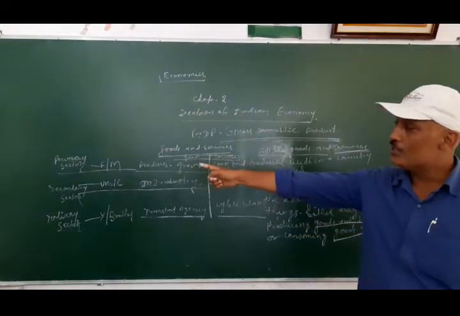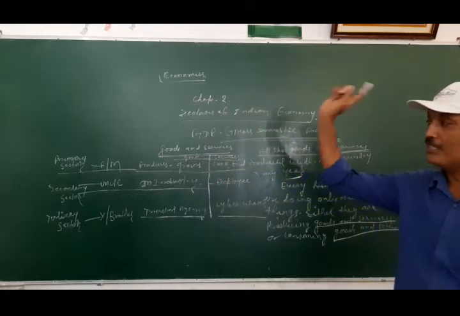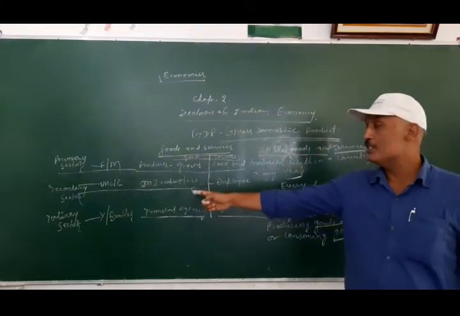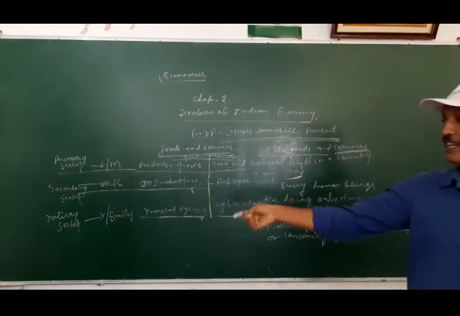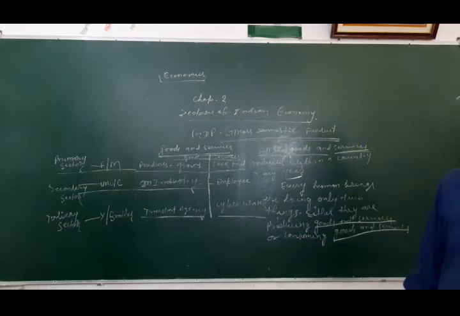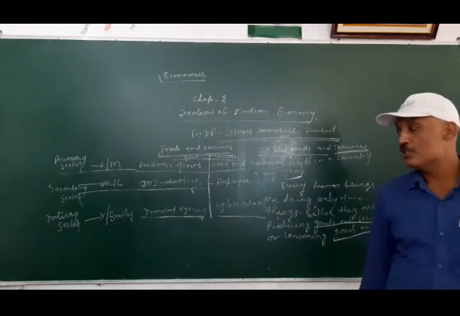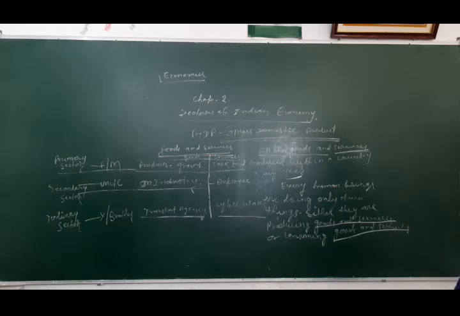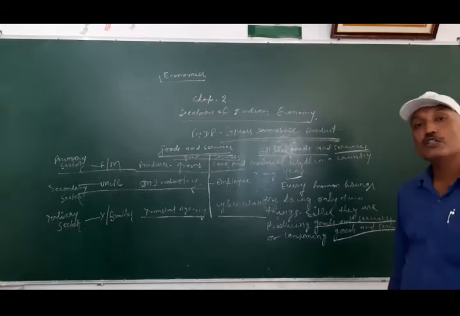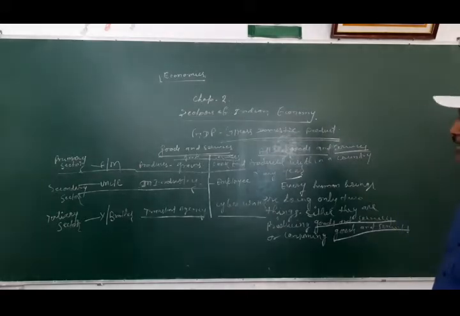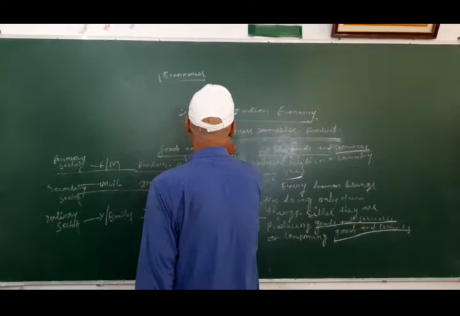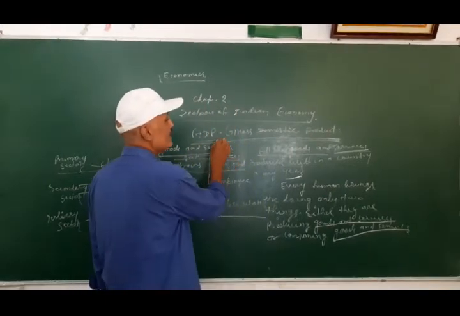And all the goods and services produced by the primary sector, all the goods and services produced by the secondary sector, and all the goods and services produced by the tertiary sector, the value of all the produced goods and services is counted in GDP.